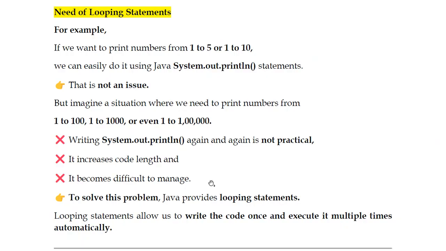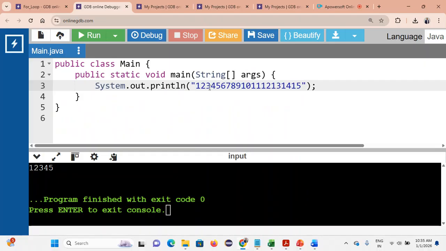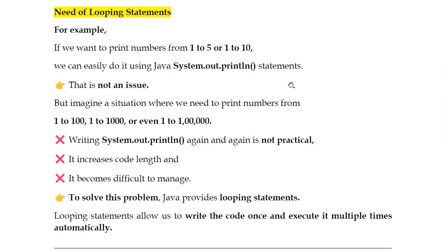To solve this problem, Java provides looping statements. So what do looping statements mean? They execute a set of statements repeatedly. You are doing the same thing: one, two, three, four, one by one, adding and then manually typing. Instead of that, Java looping is there. You just use a Java loop, whether it is while, for, or do while. It executes a set of statements repeatedly. You write only one line of code, and it will execute the task again and again.